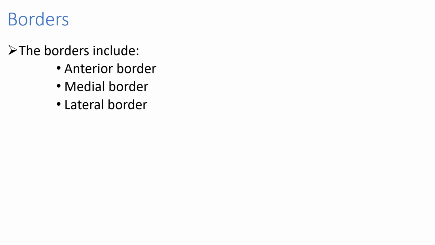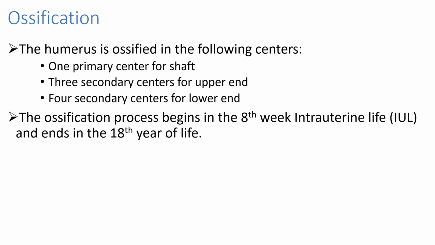Then we have the borders. We have three borders: the anterior border, which faces forwards, the medial border, which faces the midline, and the lateral border, which faces outwards. Then the surfaces: we have the anterolateral surface, the anteromedial surface, and the posterior surface.